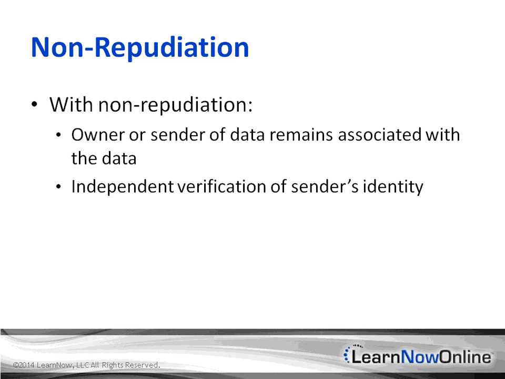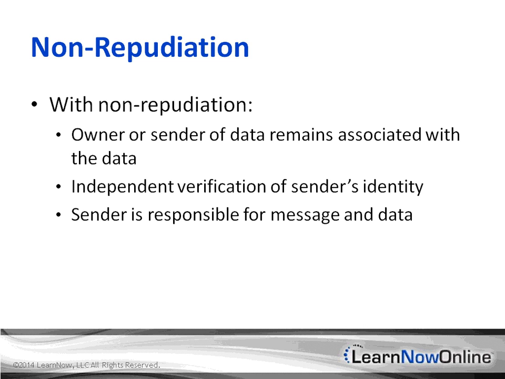And so in order for non-repudiation to work, it has to be some sort of independent verification of the sender's identity, but one that remains with the document. Now, the most common method of non-repudiation is something known as a digital signature. Digital signatures can be applied to documents that are being modified. They can be applied to email messages that are going out, and it is a mechanism that identifies the individual that sent it.